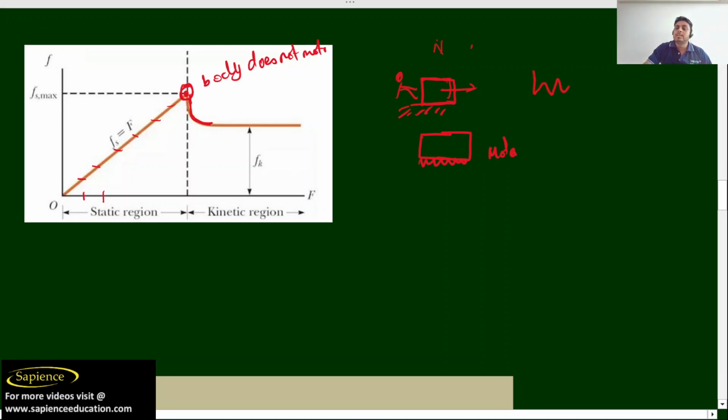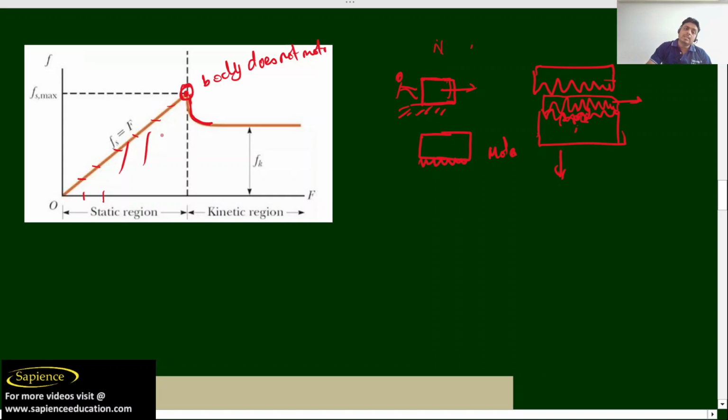Once the body starts moving, what happens? See here, once a body starts moving, what happens? It will just hover over this body. This hovering means that there is no interlocking. So definitely the friction force, or the opposing force, will be less. Understood? I hope you have understood.